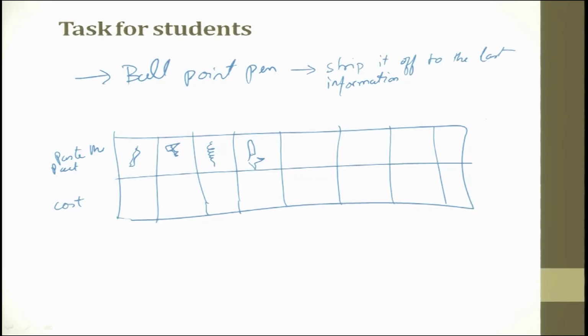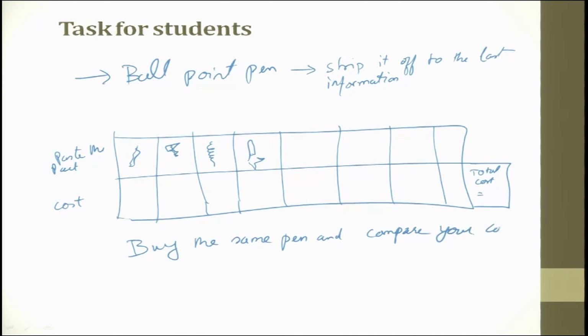Then you will try to put a total price. So here you will have a total cost. Looking into all the parts, you will try to summarize and then put it down. Then go to the market, try to buy the same pen and compare your costing, what you have done piecewise, to the pen's price.